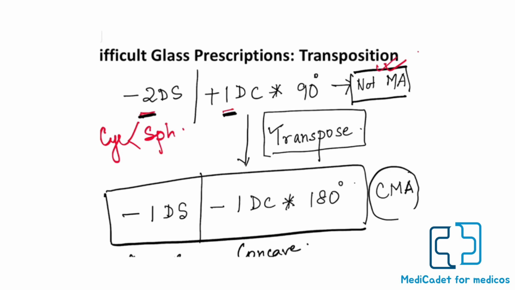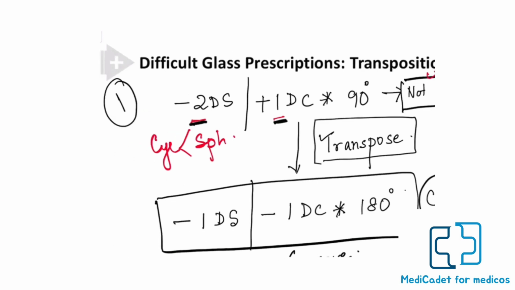First, you algebraically add up the sphere and the cylinder. So -2 plus 1 becomes -1. So -1 diopter sphere. And for the cylindrical part, you change the sign and the axis of the cylinder. So +1 diopter cylinder cross 90 becomes -1 cylinder cross 180. So now see, this is a prescription in a format we understand. So minus sphere minus cylinder means CMA. Okay, so this is one type of difficult class prescription that can come.